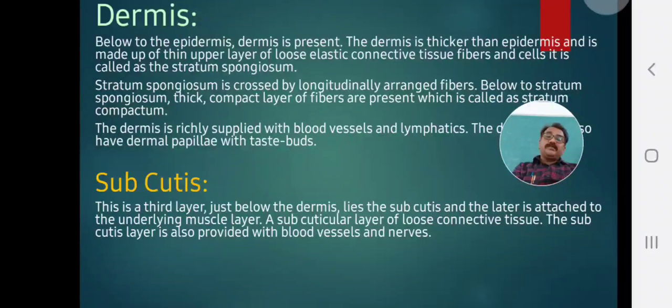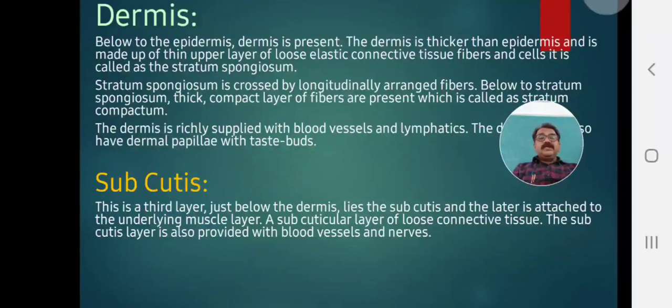Just below the dermis lies the subcutis, and the latter is attached to the underlying muscle layer. The subcutis lies beneath the dermis, above the underlying muscle layer. The subcuticular layer is loose connective tissue. The subcutis layer is also provided with blood vessels and nerves.